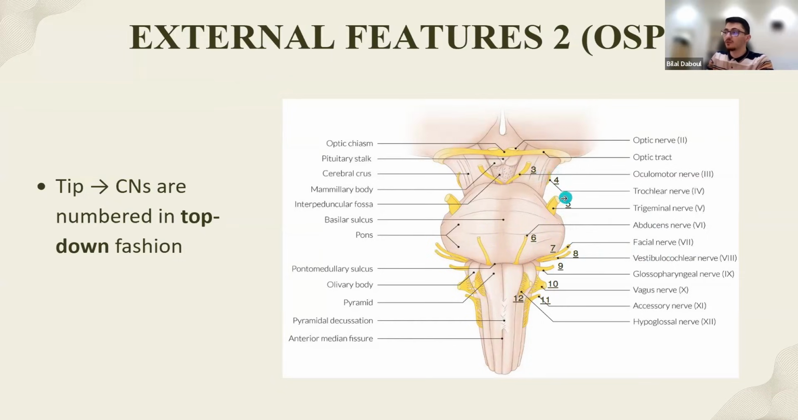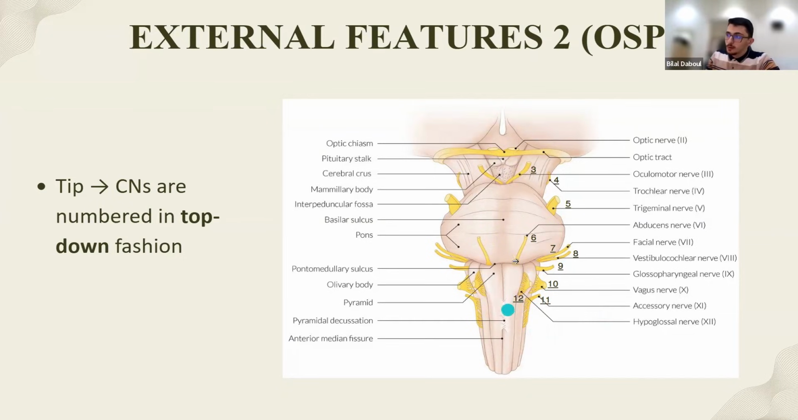So we have 3, 4, 5, 6. When you get to 6, we count laterally. So 6, 7, and 8. Now, if you move to the level of the medulla, you would see the ninth cranial nerve, the glossopharyngeal, which arises superior to the vagus, okay? Because again, it's numbered in top-down fashion. So 9 comes superior to 10, and 10 comes superior to 11. 10 would be the vagus, 11 would be the accessory nerve.